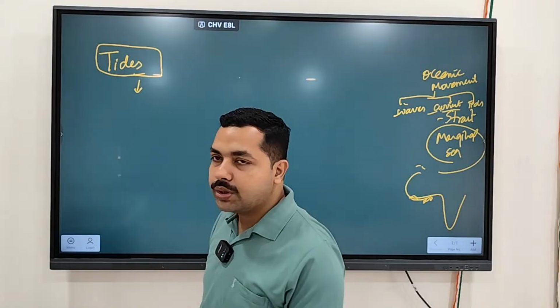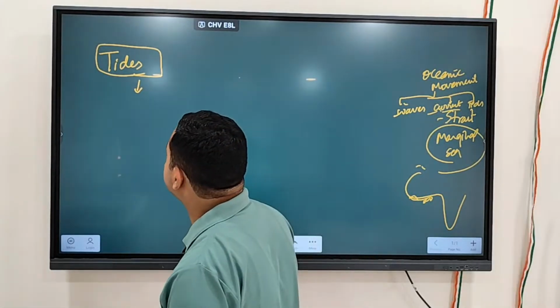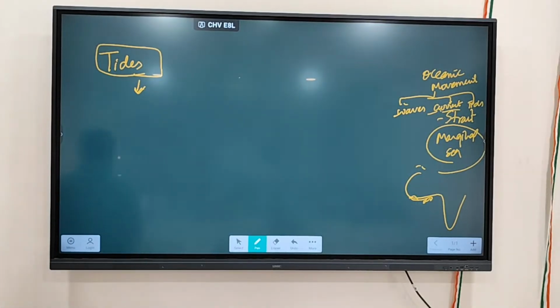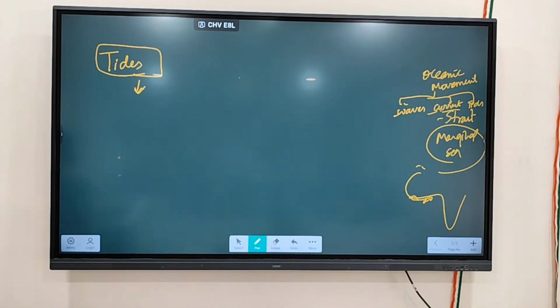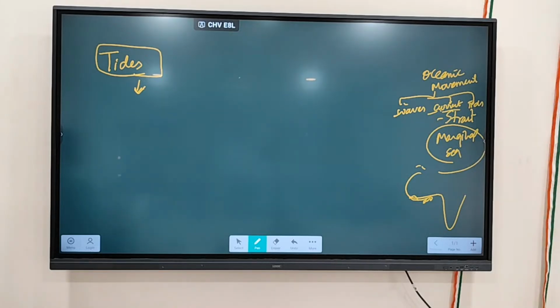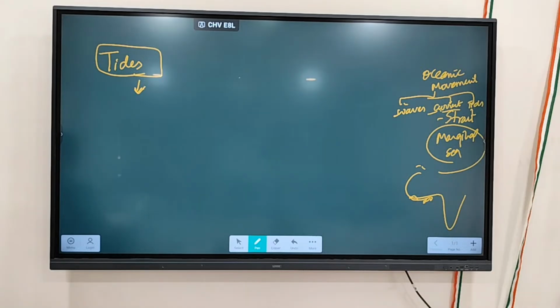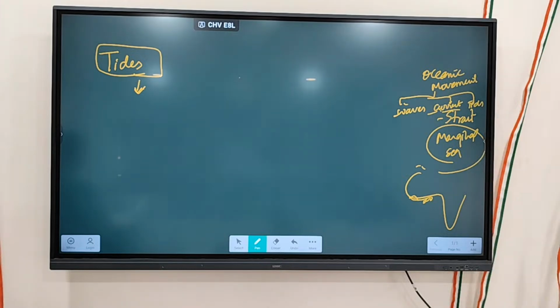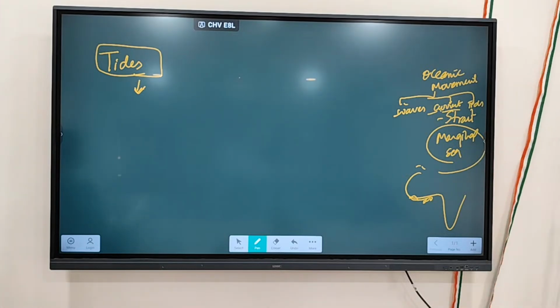Now we'll come to the tides. What are tides? How do you define this particular term, tides? It is a movement of water, either high or low. You see the movement of water either high, that is in an upward direction, or low, that is in a downward direction, with regard to tides.